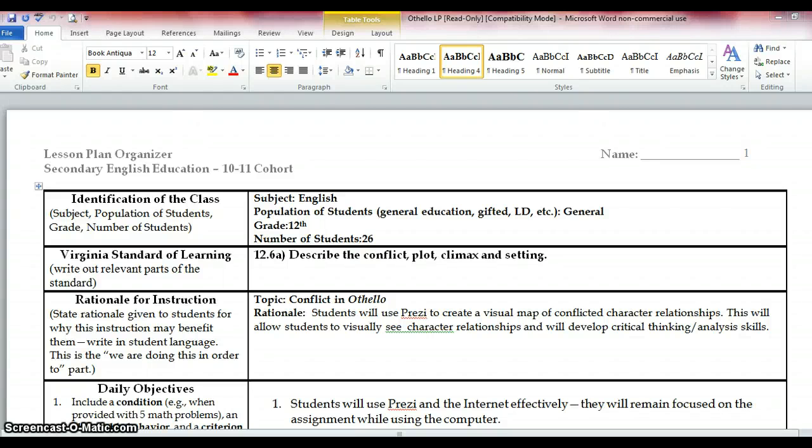Okay, my name is Lauren Sacco, and I'll be reviewing Laura Dicker's lesson plan for Othello and her Prezi presentations. When I first looked at this, I was familiar with it because we worked on an Othello unit together. The major difference I saw is that she's using this with a general level class, and we had chosen gifted.